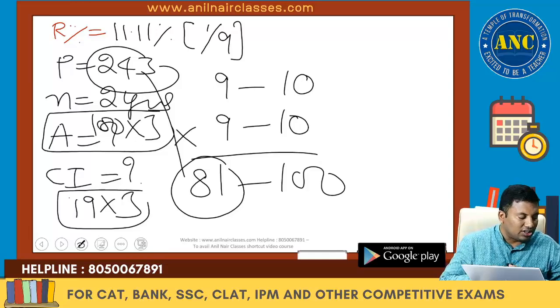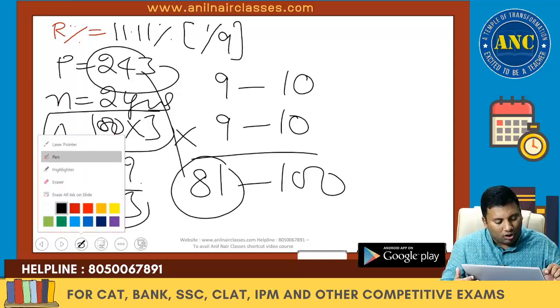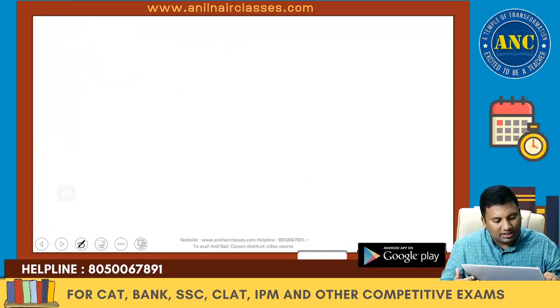Mrinal, some calculation mistake, please take care. I did not ask the answers. I don't know why you are telling the answer. 100 into 3 and 19 into 3. Idea clear? One more question, then we'll go to the next step.